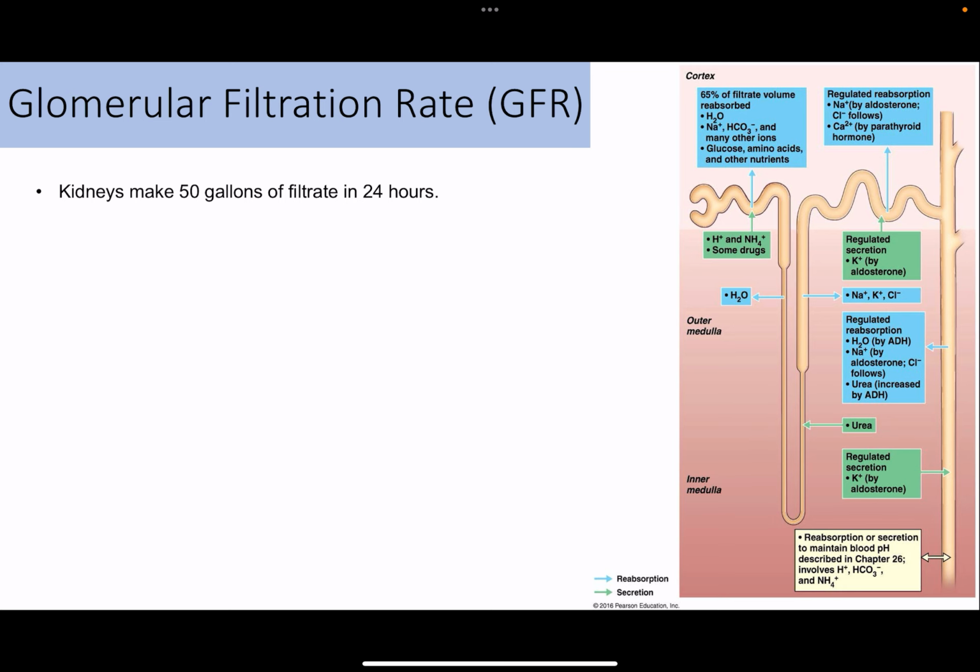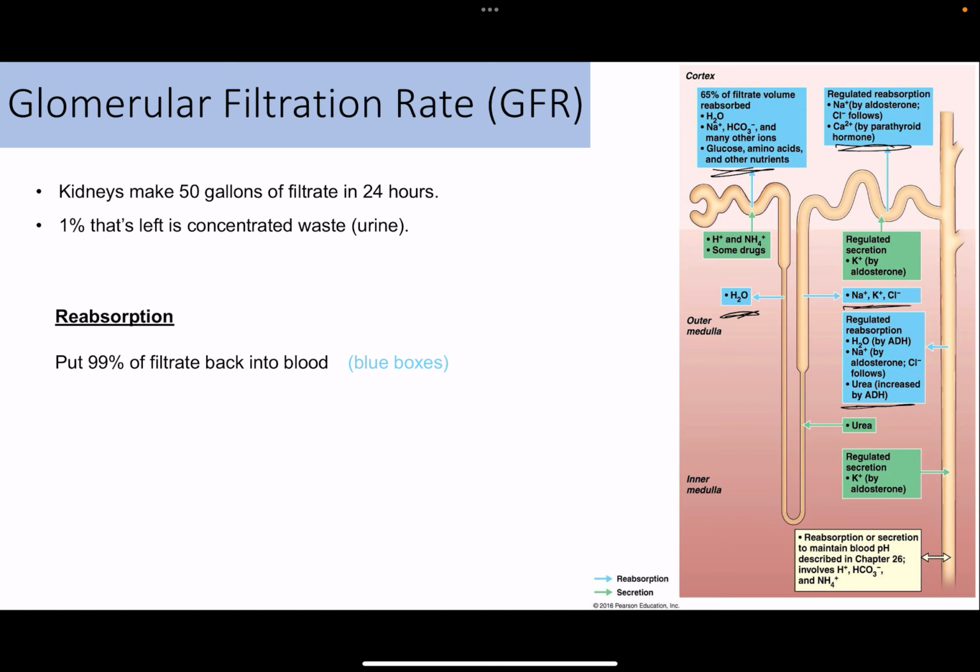All right, so glomerular filtration rate, which is our GFR, it's the rate at which we make filtrate. So the kidneys make about 50 gallons of filtrate in 24 hours, but you're reabsorbing 99% of it, so you're not urinating 50 gallons of filtrate. That would be ridiculous. We reabsorb 99% of that, which are going to be the blue boxes on this pathway over here. That's all reabsorption. The 1% that's left over is concentrated waste, which will become our urine once we get out the collecting duct.